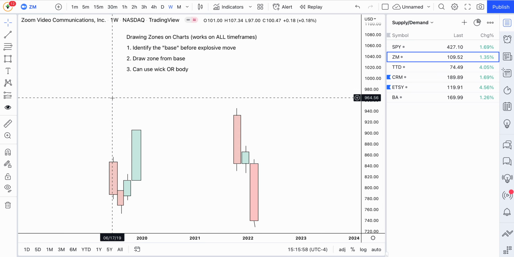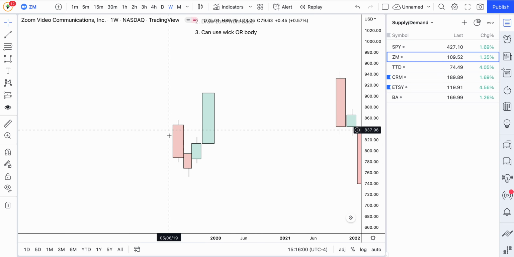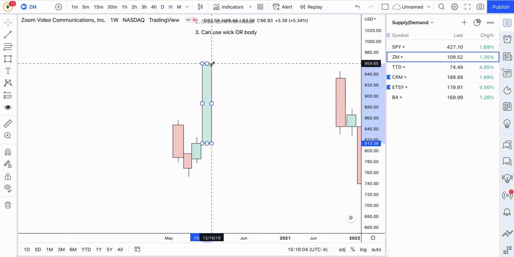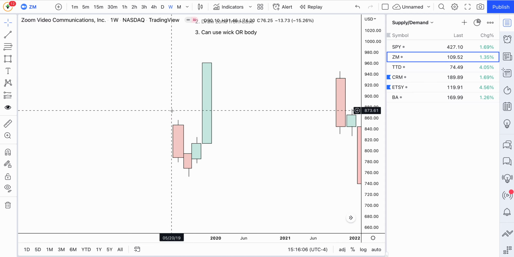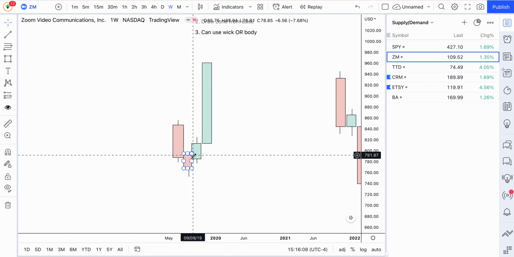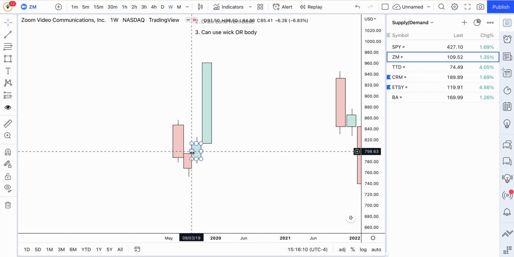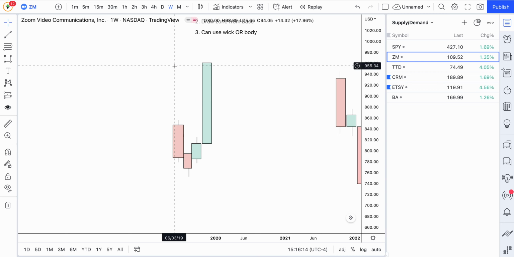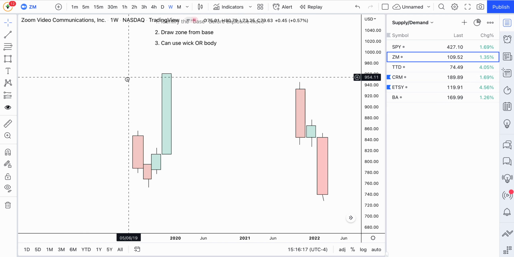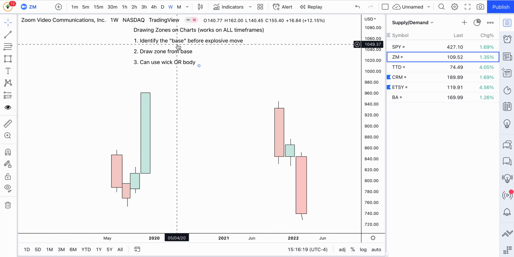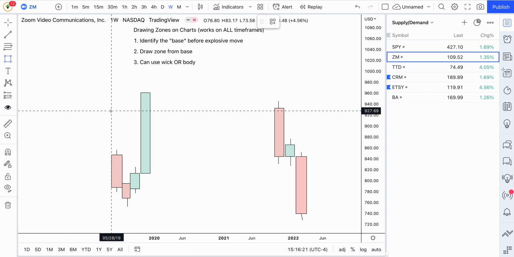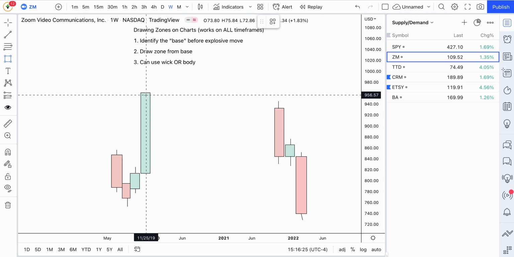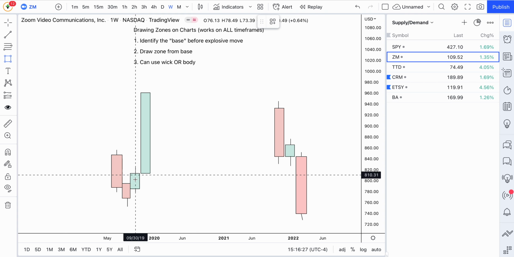So right here, you can see we have a drop, base, rally, right? So let's just assume this is very fast price action here. We have a drop, we have a small 2 candle base, a little consolidation here, and then a huge move higher. So where you want to draw is, identify the base right before the explosive move. So this is the explosive move, this candle here. So we're going to go to the candle right before it, which is this green candle here.